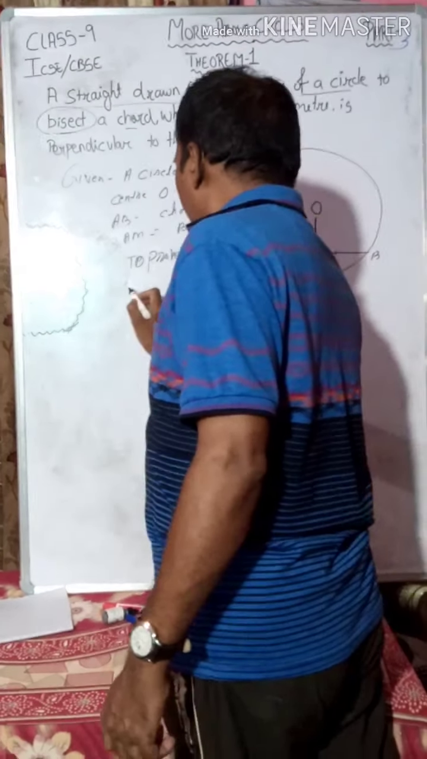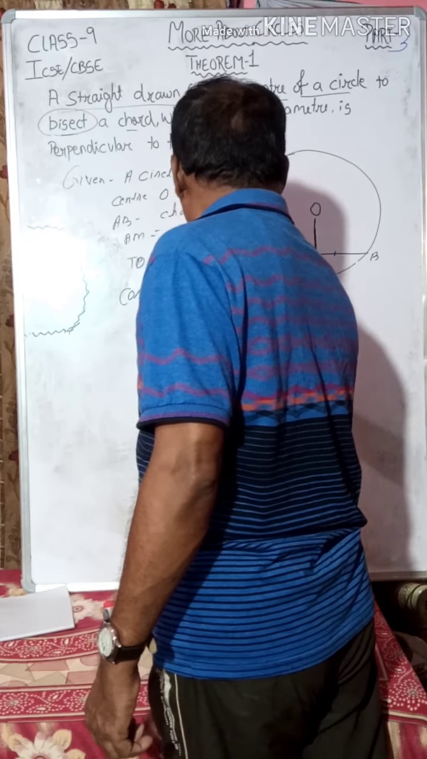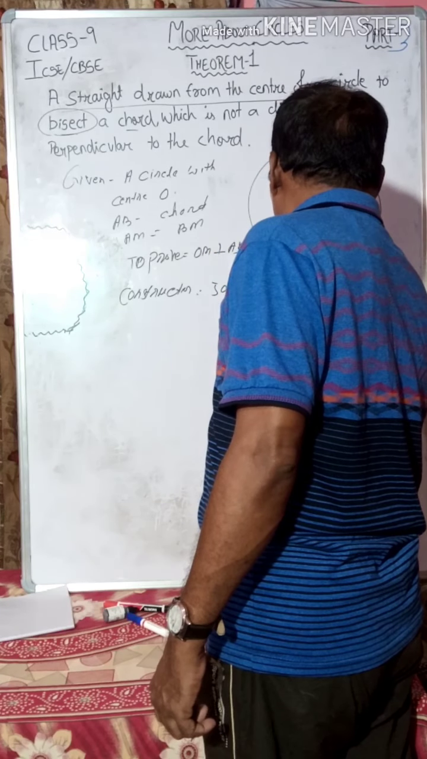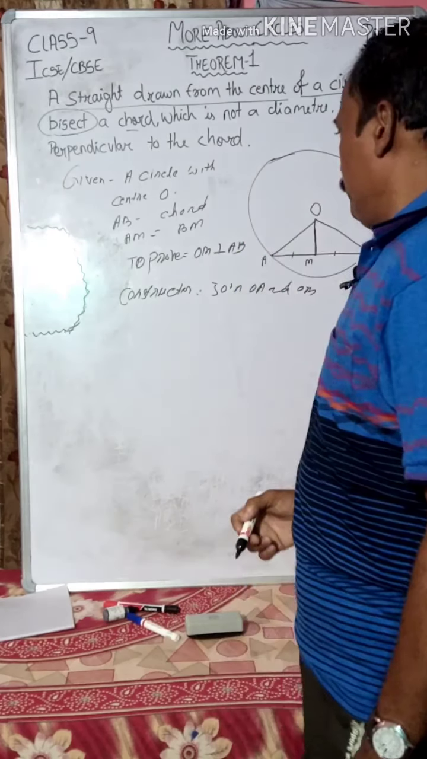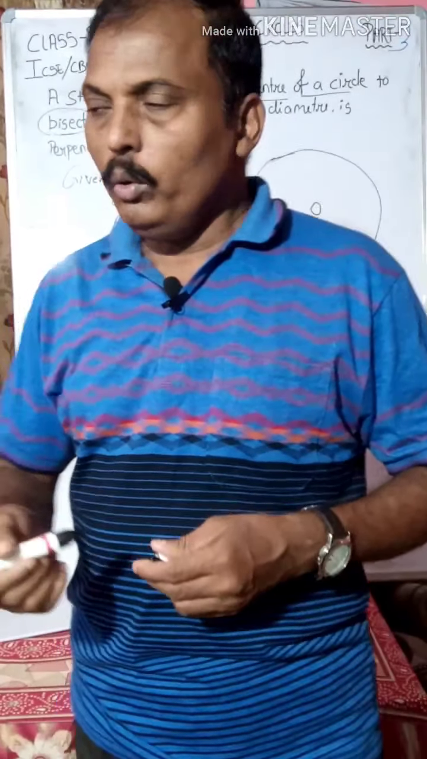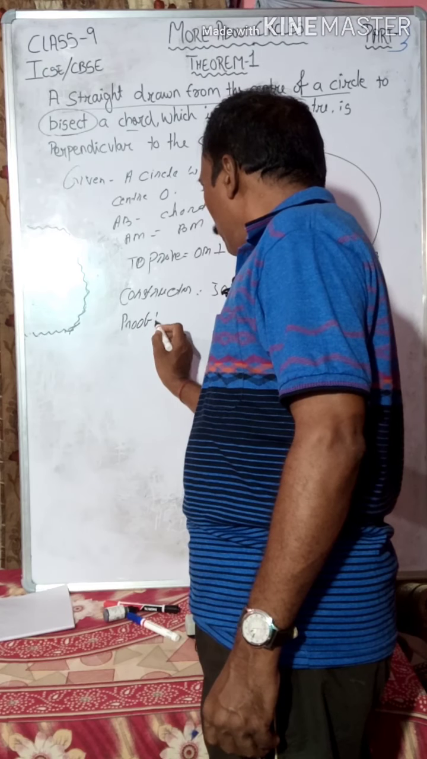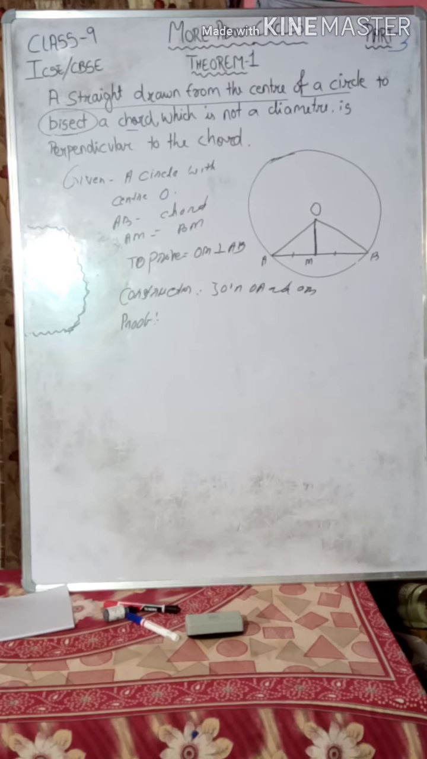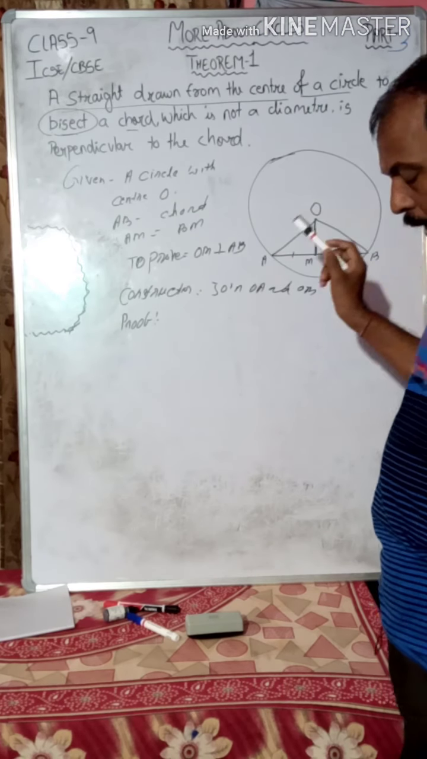Now construction: join OA and OB. This much. Then we will go to the proof. Now look here, there are two triangles, triangle AOM and triangle OMB.